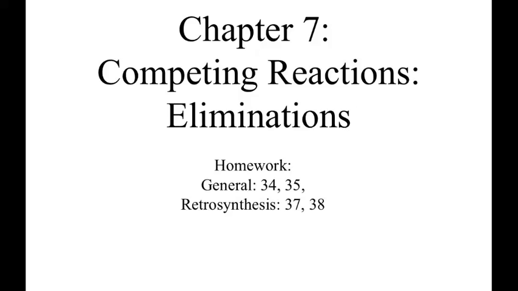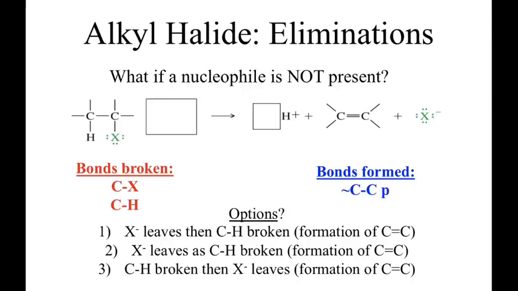Okay, so let's finish up chapter 7. We're looking at competing reactions with substitution reactions, so we're getting into the eliminations. There's a few extra homework problems about this, and we will see it probably again and again when we move into the alcohol chapter, among others. Okay, start off with why and when do we get elimination reactions?